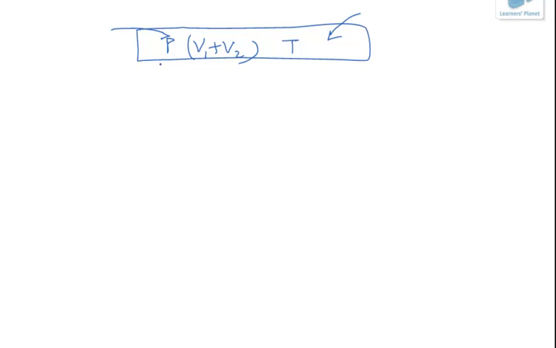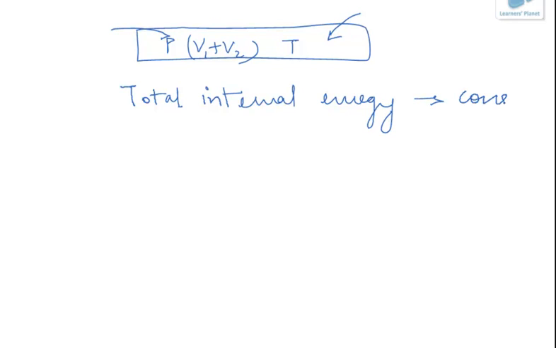But there is no loss of energy to the surroundings because this is an insulated chamber. And while removing the partition, there was no work done on the gas or by the gas. So it gives you an idea that the total internal energy of the system will remain conserved. Okay, now we know that the change in internal energy, delta U, will be 0 for the total system.